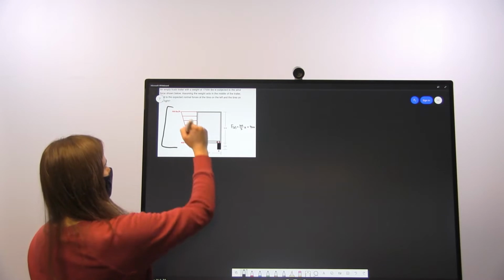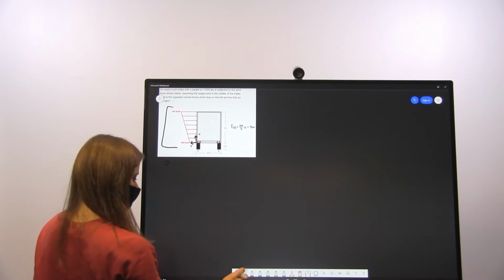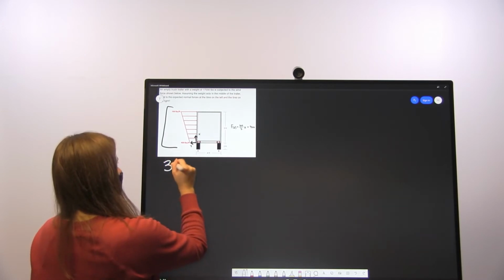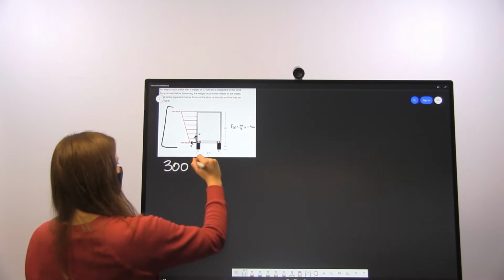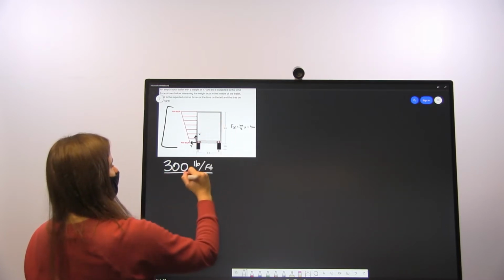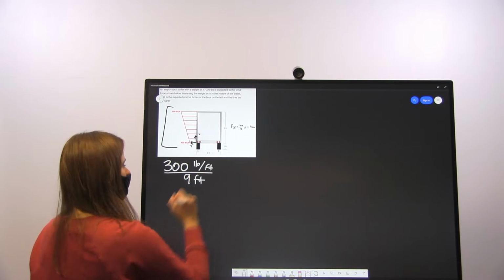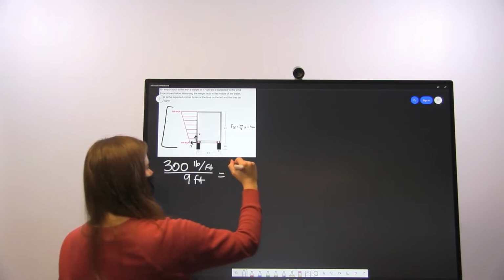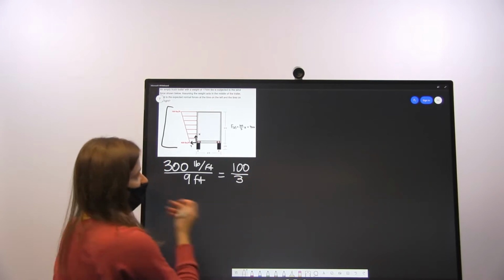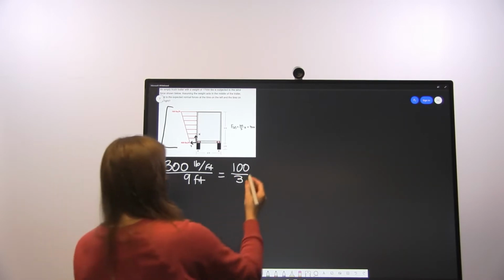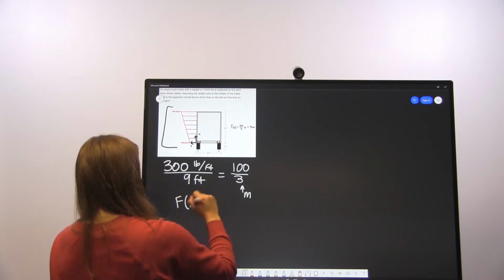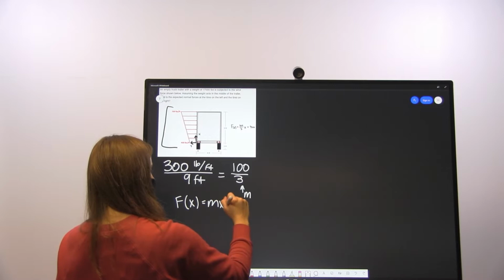We go up 300 pounds per foot over a span of 9 feet. So that ends up being 100 over 3, and that's our slope. This is our m value, and our f of x equals mx plus b.